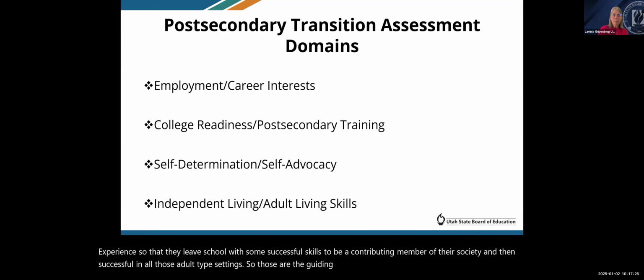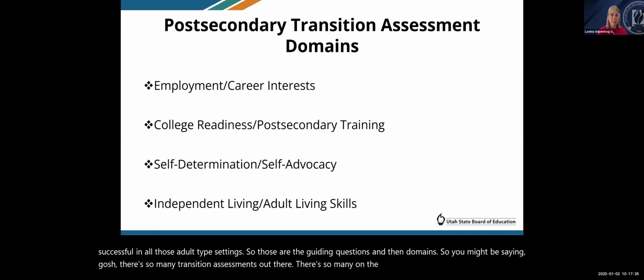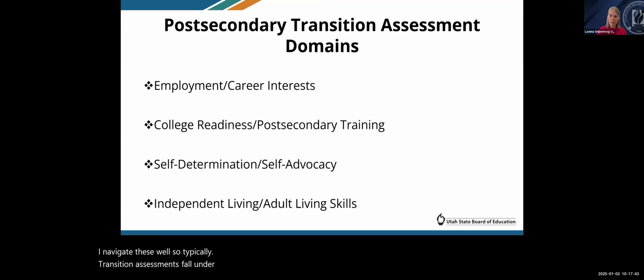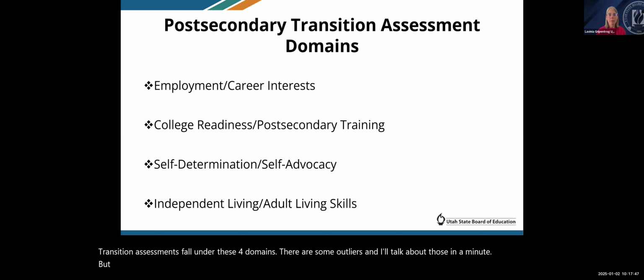And then domains. So you might be saying, well, gosh, there are so many transition assessments out there. There are so many on the Padlet you provided me. How do I navigate these? Well, typically transition assessments fall under these four domains. There are some outliers, and I'll talk about those in a minute, but we have a lot of them around employment and career interests. Some are online, some are paper pencil. Some school counselors and CTE teachers are already doing in your schools.